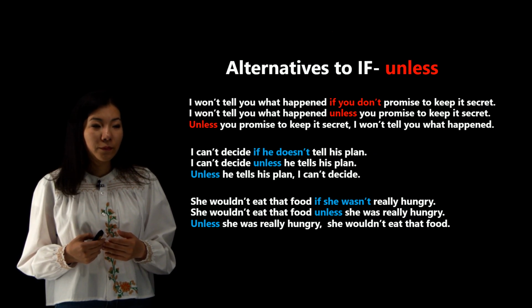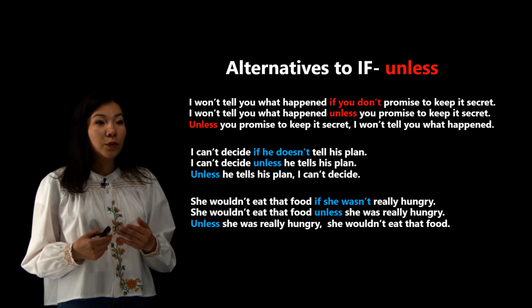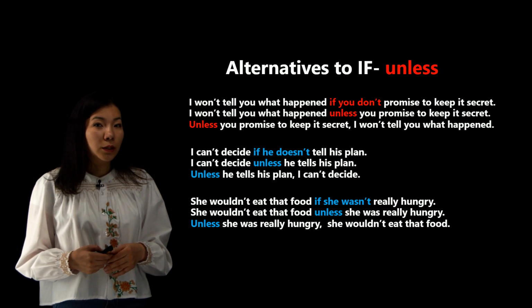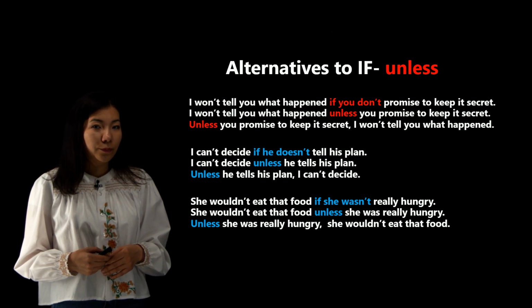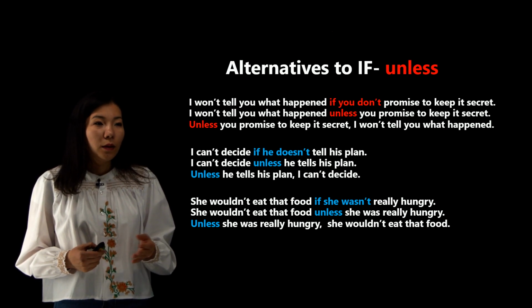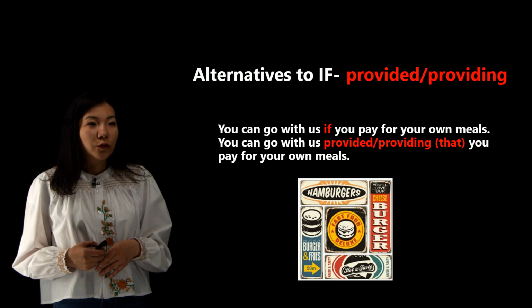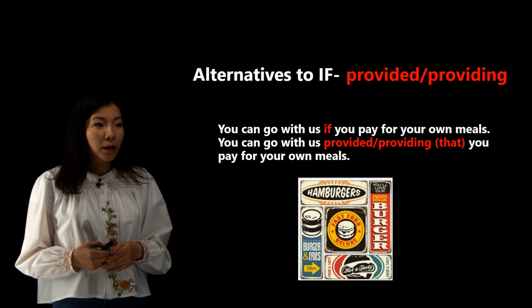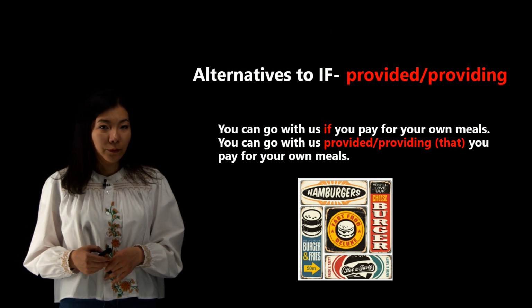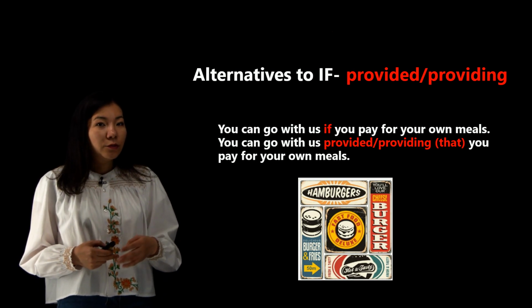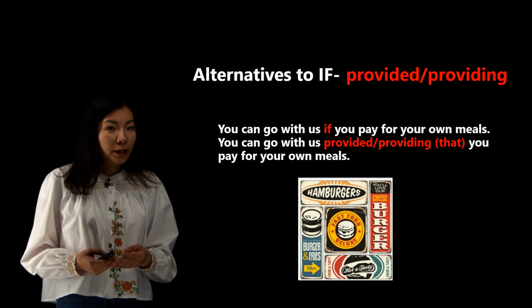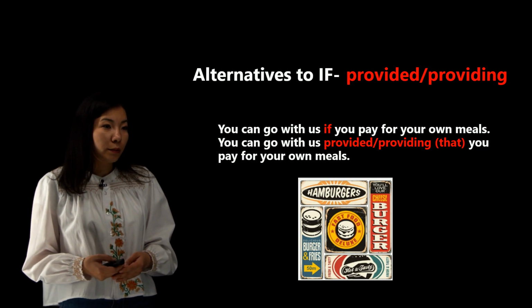Okay? And also you can put this unless clause in the beginning of the sentence before the main clause. So, okay. Now let's move on to the another alternative of if. It's provided or providing. So let's read this example. You can go with us provided or providing that you pay for your own meal.